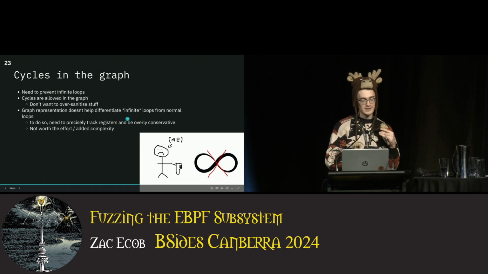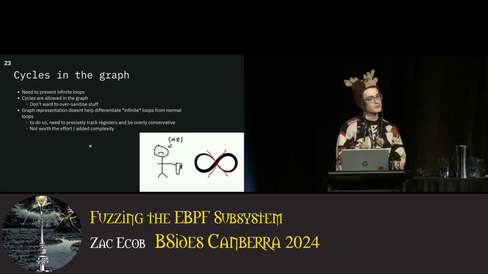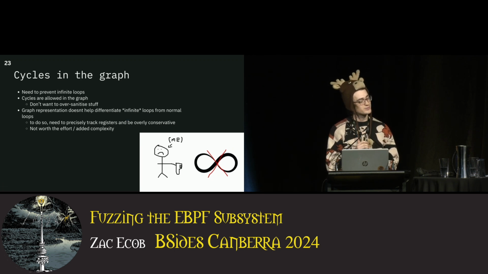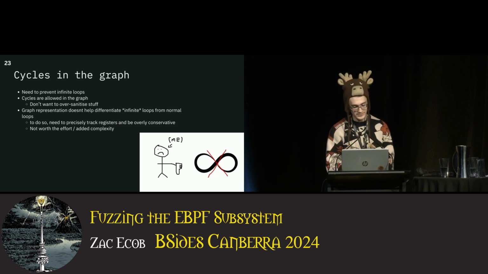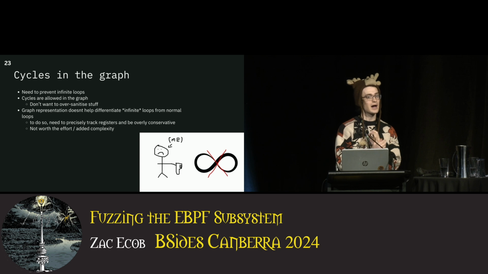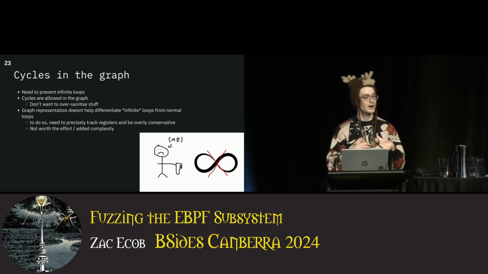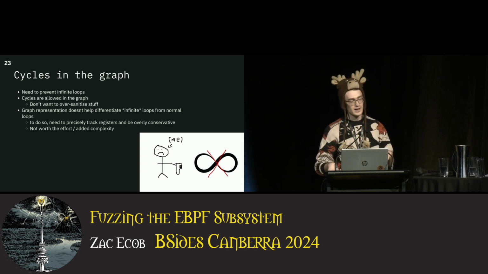Cool. The last thing here is that we need to prevent infinite loops. You're like, why do we need to prevent infinite loops? Callback. We want our programs to terminate, and infinite loops don't terminate, in case you didn't know. So cycles are allowed in the graph because I want my programs to be weird and flexible when I'm generating them. So I want loops in my program. But because of that, the graph representation doesn't help differentiate infinite loops from normal loops. It can just say, yeah, you do have loops, or no, you don't have any.